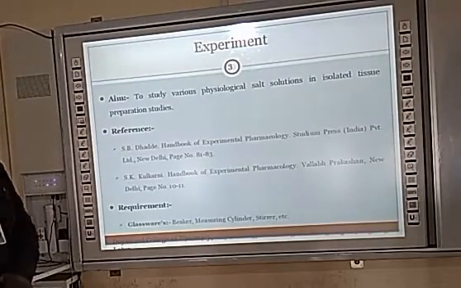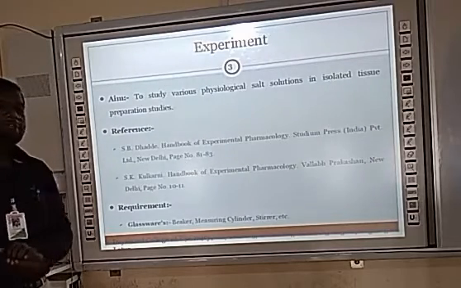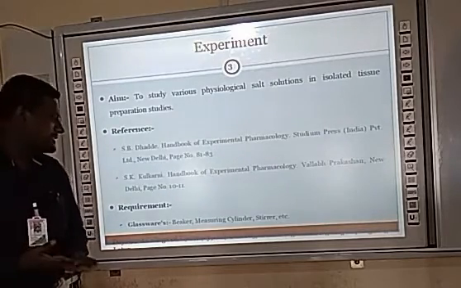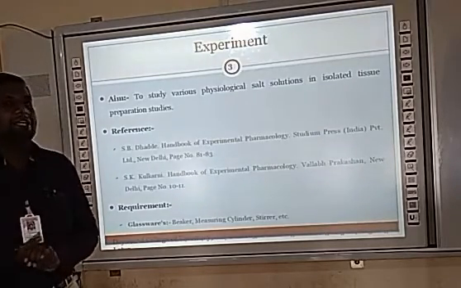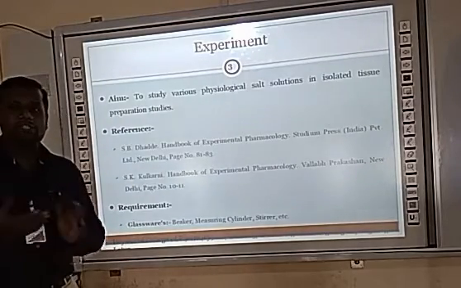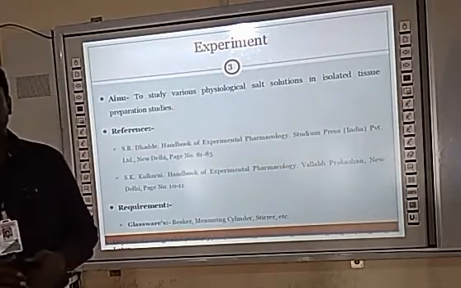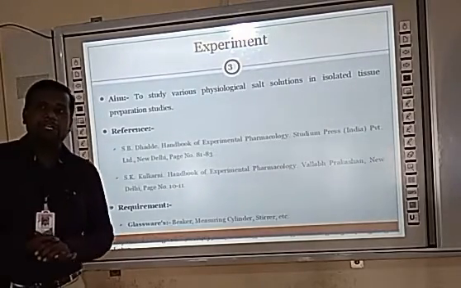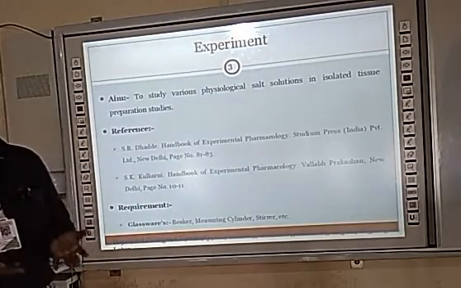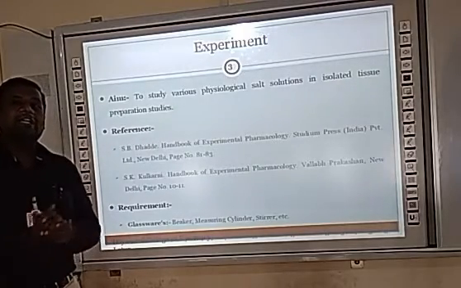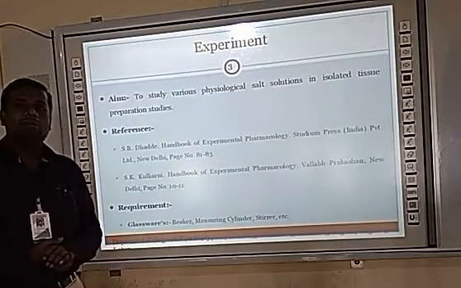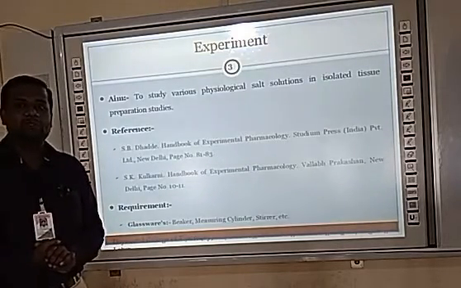Next, the requirements. There are 2 kinds of requirements, that is glasswares and chemicals. The glasswares required are beaker, measuring cylinder, stirrer, glass rod, etc. And the chemicals useful for preparation of various physiological salt solutions are sodium chloride, potassium chloride, sodium bicarbonate, sodium dihydrogen phosphate, potassium dihydrogen phosphate, glucose, magnesium chloride, magnesium sulfate, and last and important, distilled water. So these are the requirements for preparation of physiological salt solution.